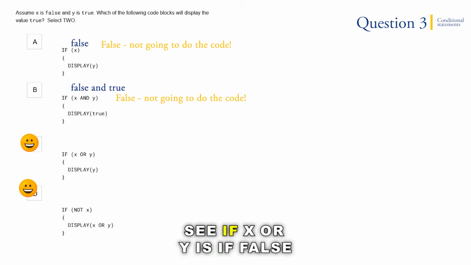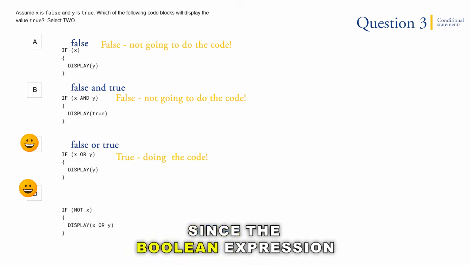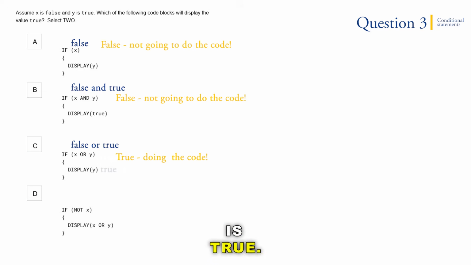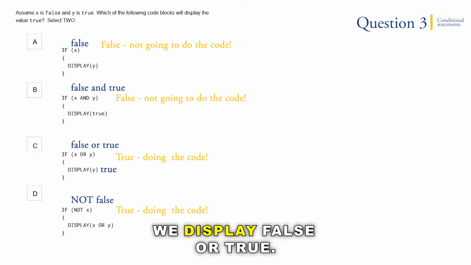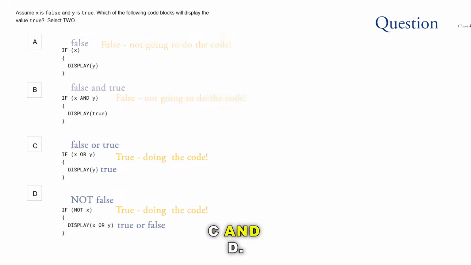Next one, C. If x or y is if false or true combines to be true. Since the Boolean expression is true, we run the code that's in the if. We display y, which is true. D. If not x, not false is true. So if true, we're not done yet though. We display x or y, so we display false or true. That's true, we display true, and that is what we're looking for. So the answers here are C and D.